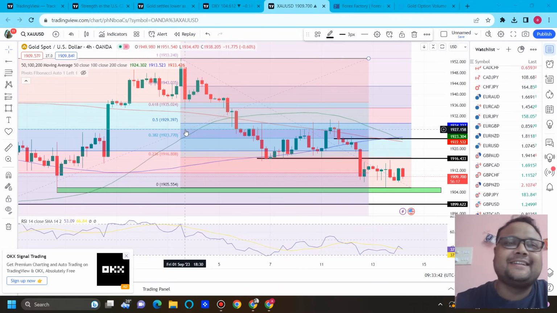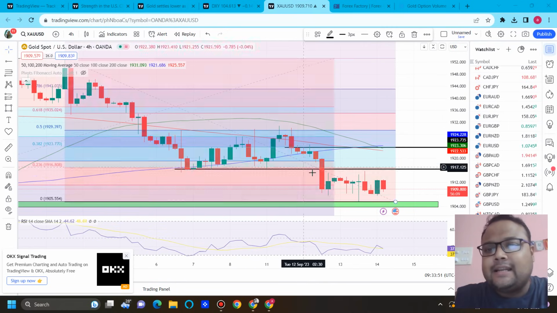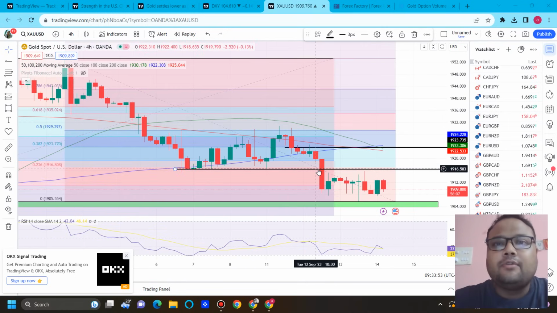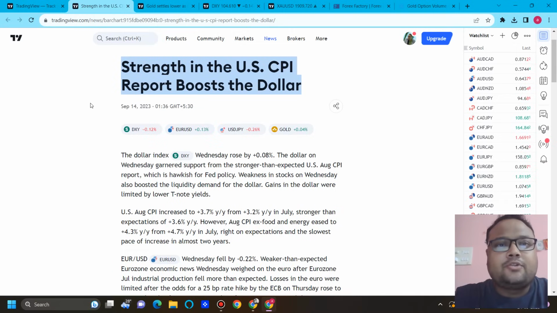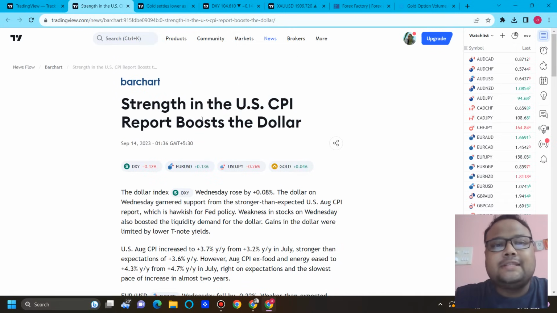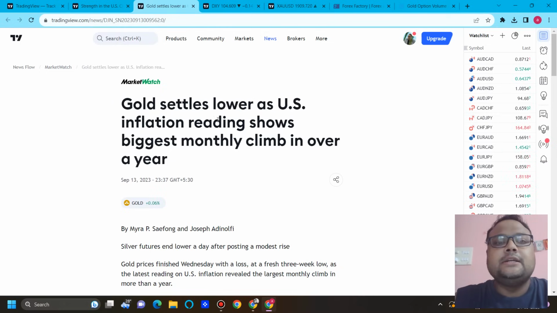So let's get started. My dear friends, finally we had the CPI, but we did not get the move we were expecting. You can see that after CPI also, yes, there was some volatility right after the news, but the market is still trading inside the range only. Strength in the US CPI report boosts the dollar. You can see gold settles lower as the US inflation reading shows the biggest monthly climb in over a year.